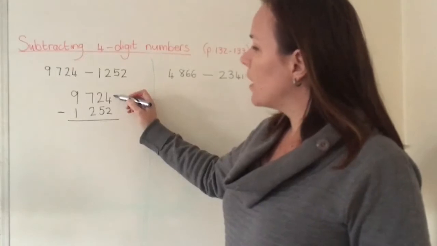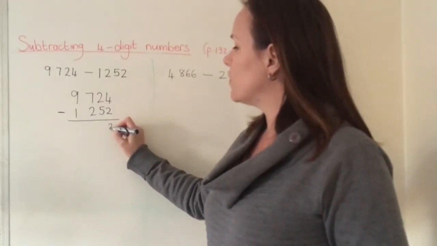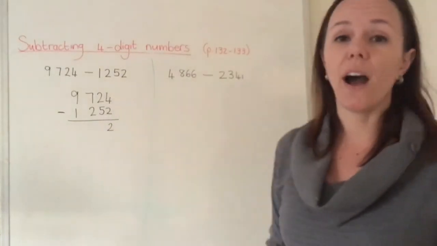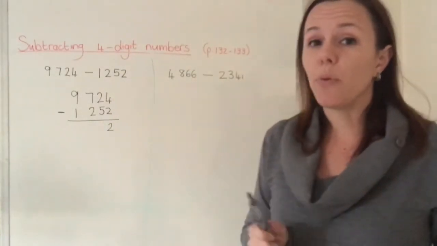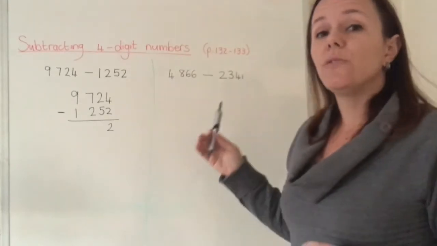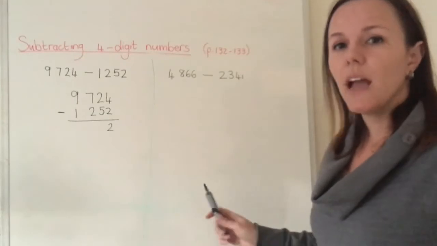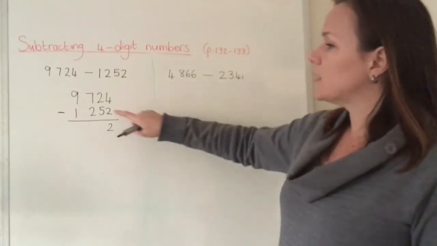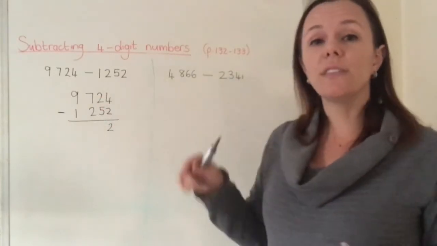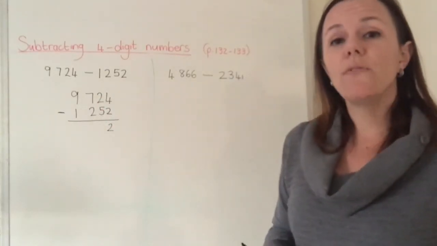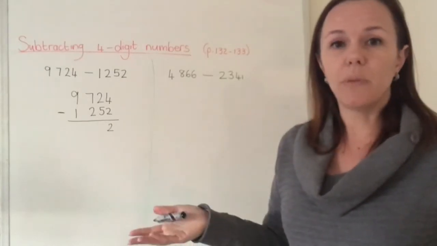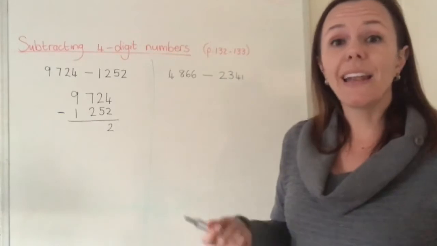So 4 minus 2 equals 2. The next one is 2 minus 5. Now here's a tricky part. Some of you over there will write 3 because 5 minus 2 equals 3. But we have to remember that we are subtracting the bottom number from the top number and not the other way around. So if I have 2 apples, can I give 5 apples to my husband? Definitely not. I don't have enough.